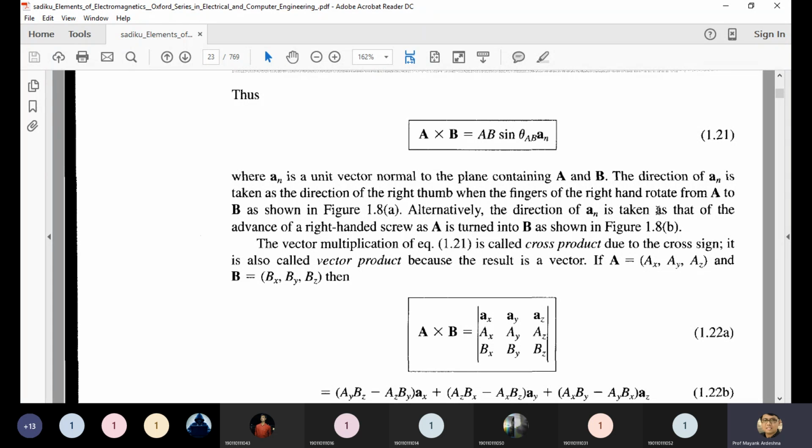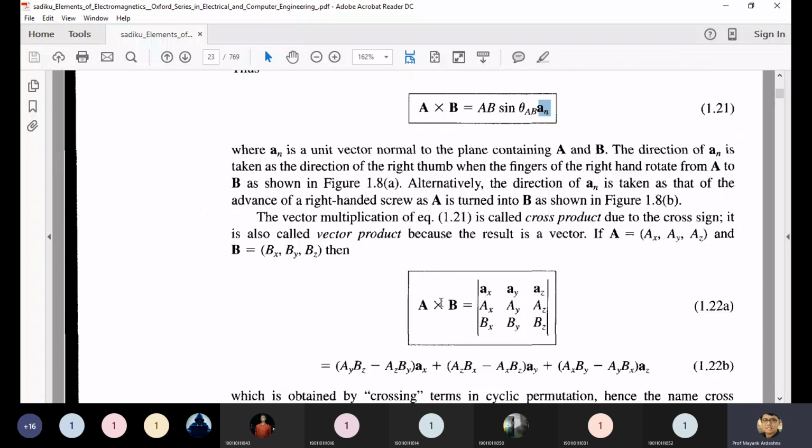So we can write a cross b is equal to mod of a, mod of b, sine theta, where theta is the angle between the vectors a and b, multiplied with a unit vector. This is the difference between the dot product and the cross product. In a dot product you only get the magnitude, but in a cross product you get the magnitude as well as the direction, because a_n is a unit vector which is normal to the plane containing a and b. Now see exactly what is the direction of a_n.